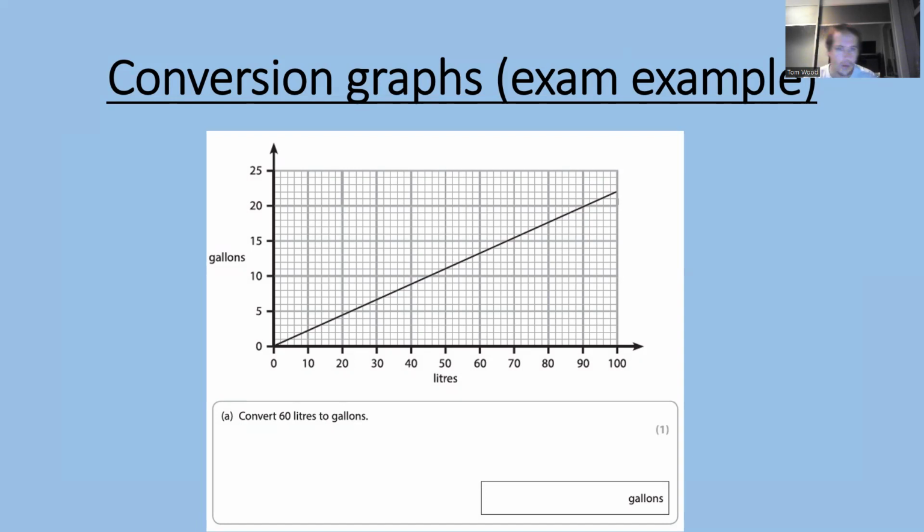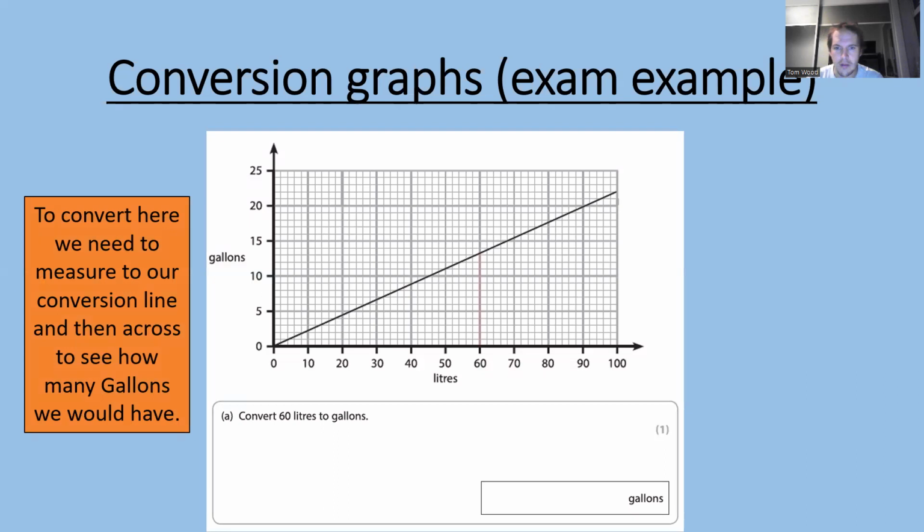all I'm going to do, first of all, is find where 60 litres is. Right, there it is on my x-axis. And then all I'm going to do is measure my line up. So I'm going to get my ruler, and draw my line straight up until it bumps into the conversion line. Then all I'm going to do is measure it off, and this will tell me the amount in gallons. Now, it's never going to be an exact amount.